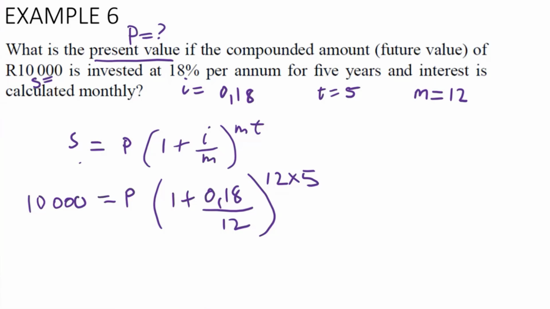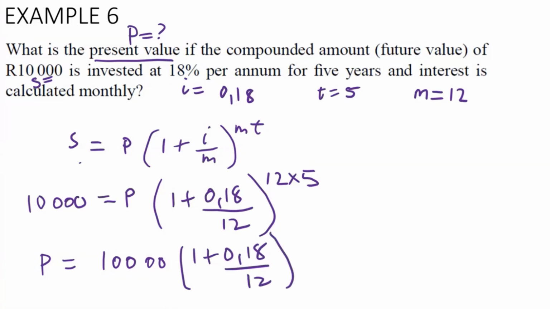Plug this into your calculator. You can first rearrange to get your P. This is going to be 10,000, where is my calculator? I don't have a calculator. But in any event, this is going to be 1 plus 0,18 over 12 to the power negative 12 multiplied by 5, which is 60. So you are making P the subject of the formula here.